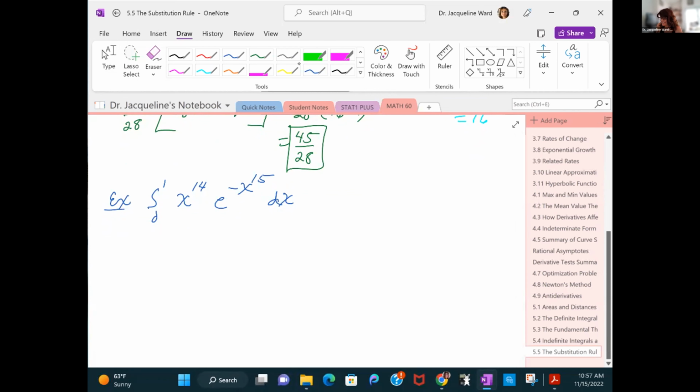So I know how to integrate e to the x, but I don't know how to integrate e to the negative x to the 15th, right? So that's what I'm going to substitute, because if I make it e to the u, I know how to integrate that, right? And then du. Bring the 15 down. And what I have here is the x to the 14th dx. So that's what I want to solve for.